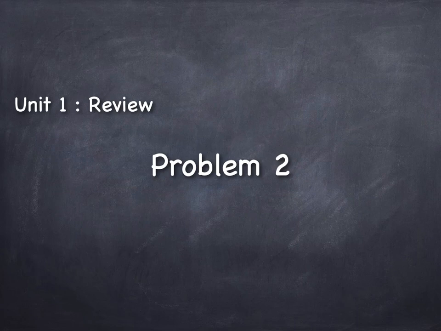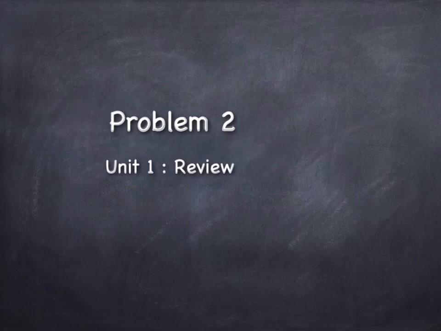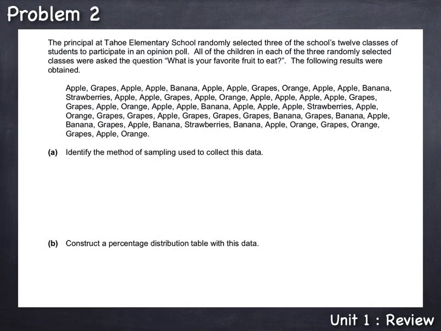Unit 1 Review, Problem 2. The principal at Tahoe Elementary School randomly selected 3 of the school's 12 classes of students to participate in an opinion poll. All of the children in each of the 3 randomly selected classes were asked the question, "What is your favorite fruit to eat?"